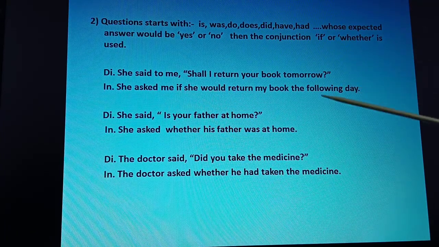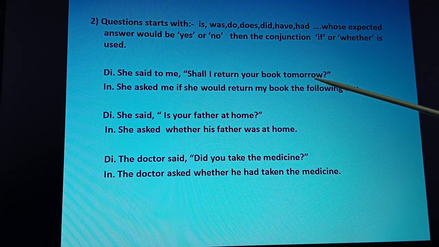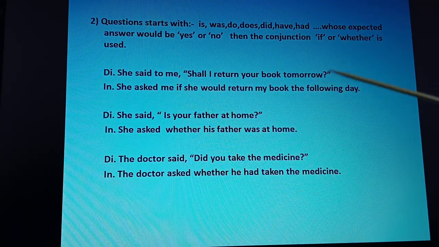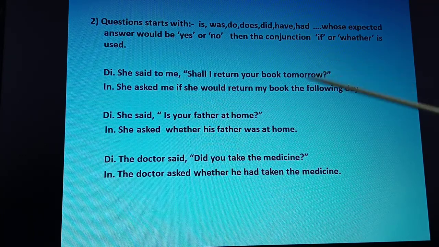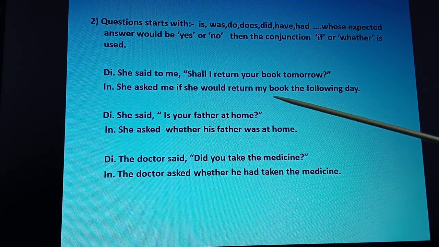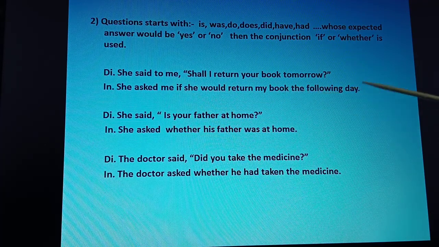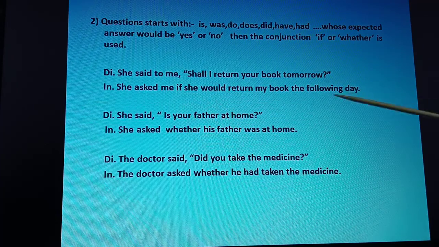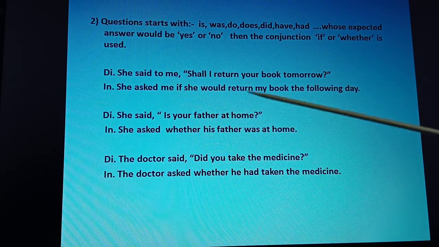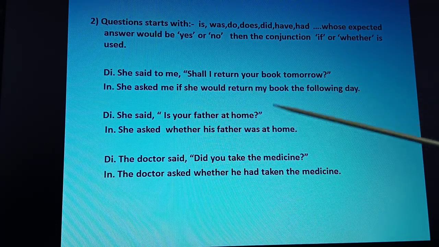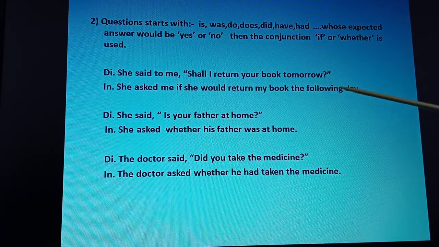Clear? For example, she said to me, shall I return your book tomorrow? Shall I return your book tomorrow? She asked me if she would return my book the following day, tomorrow or the next day. Clear? She asked me if or whether, anything. She asked me whether she would return my book the following day.